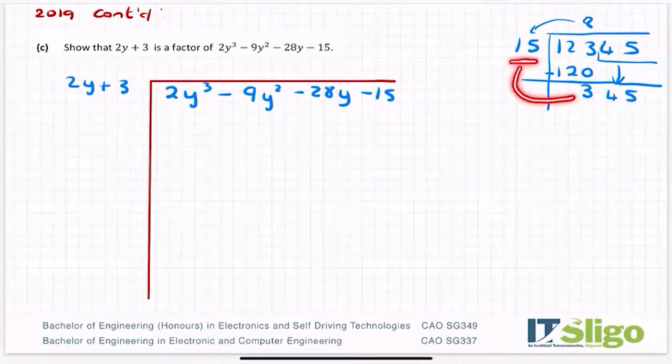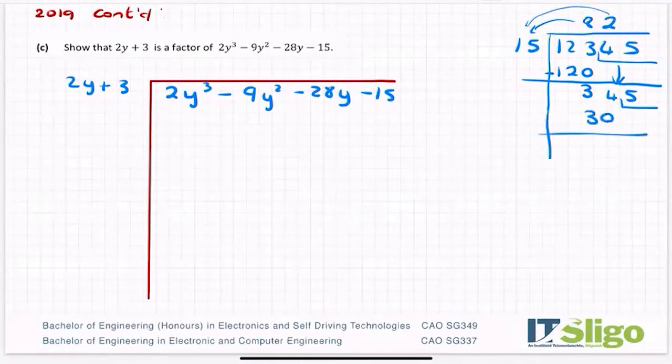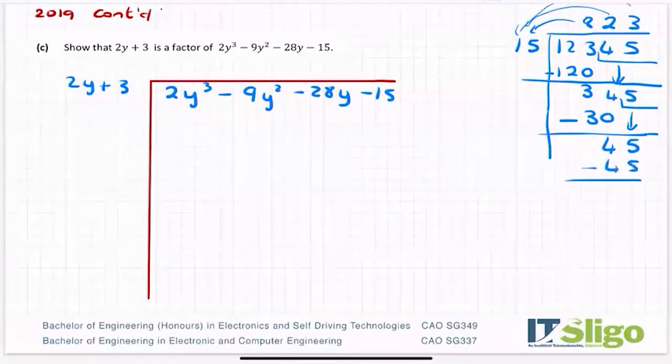You divide the 15 into 345. Well, I only need the 34, so 15 into 34 goes twice. And then you multiply the 2 by the 15, which is 30, and you change the sign to get the remainder. Then we take down the 5 because we haven't used that yet. Then 15 into 45 goes 3 times. 3 by the 15 is 45. Change the sign and you get a remainder of 0.